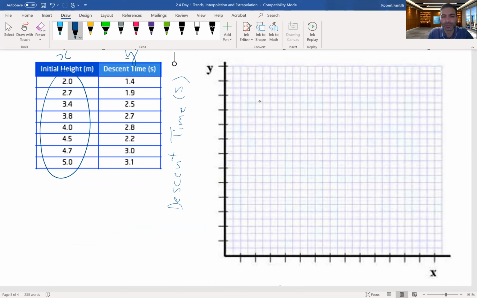So maybe I'll just see if this works out like this. 1, skip 1, 2, skip 1, 3, skip 1, 4, skip 1, 5. That's pretty close. That's not too bad, actually.